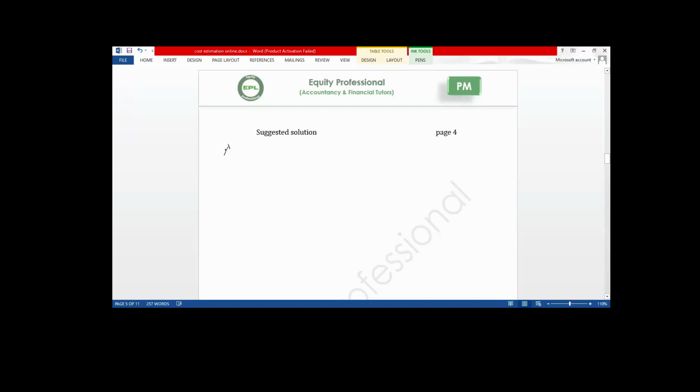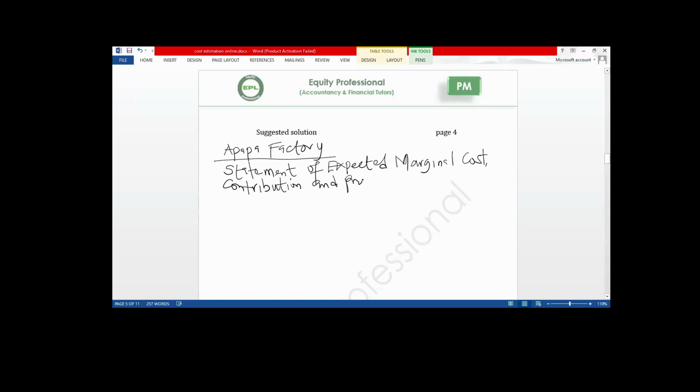Okay, Apapa factory. Statements of expected marginal cost, contribution, and profits.